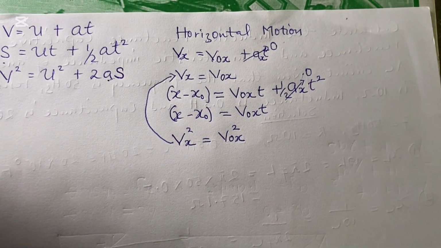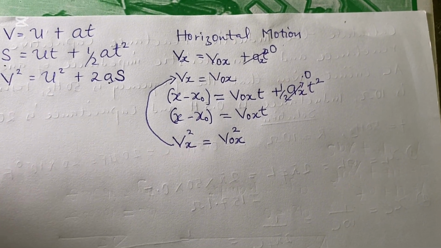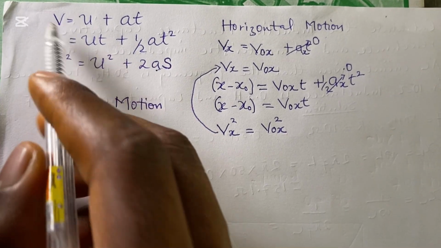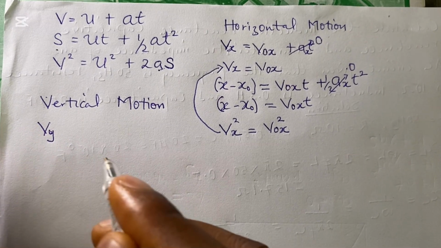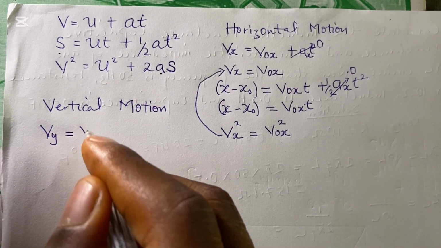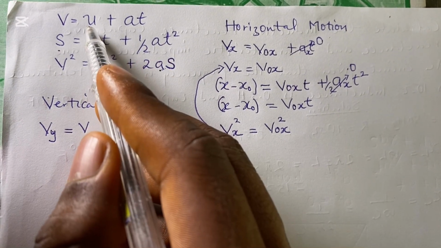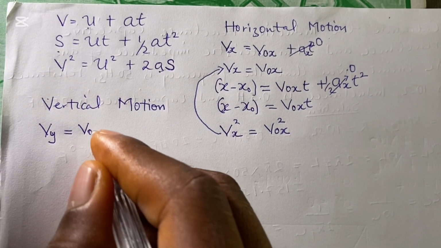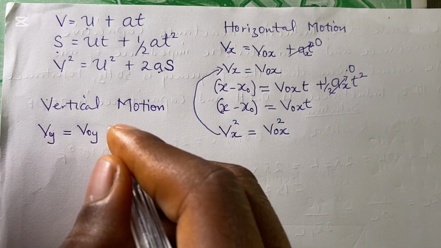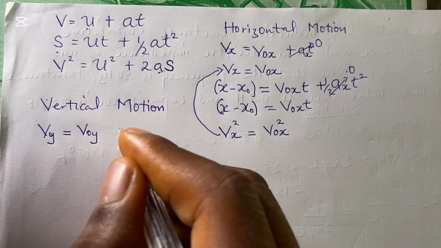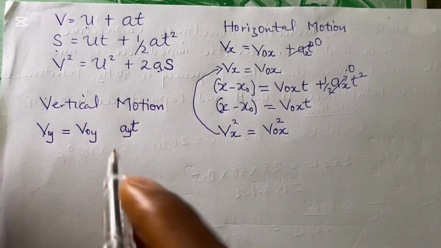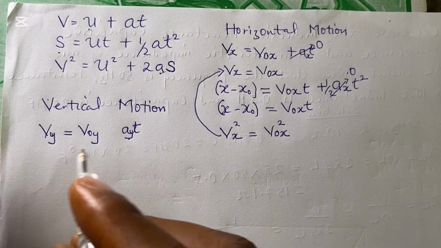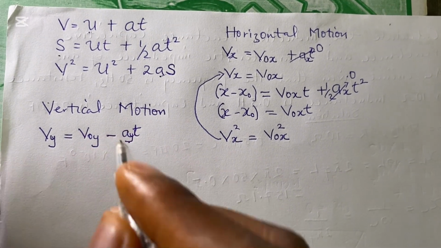Now for the vertical motion, you have that from the first equation, v_y, that's the final velocity on the y-axis, is equal to v, remember this is your initial velocity on the y, so v naught of y is supposed to be plus a t. But you know that a_y we have defined to be negative, so you're going to have something like this.